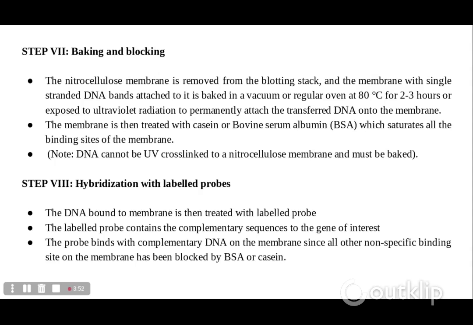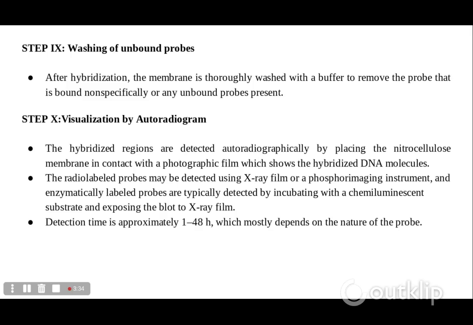Now the hybridization with the labeled probes occurs, where it is treated with the labeled probe, which contains a complementary sequence of the gene of interest to the target DNA sequence, and the probe binds with the complementary DNA. As I already said, the non-specific binding sites on the membrane are blocked by BSA and casein, so it only binds to the specific site.